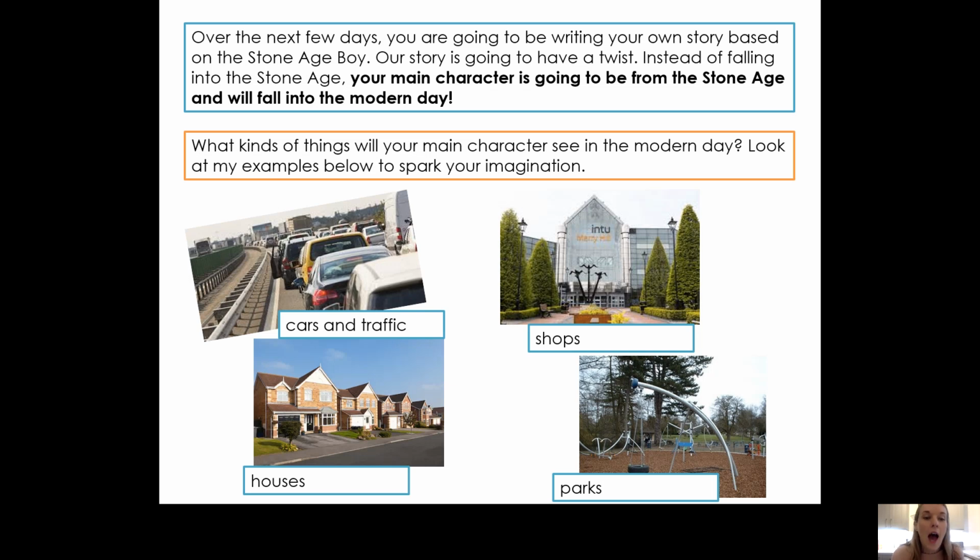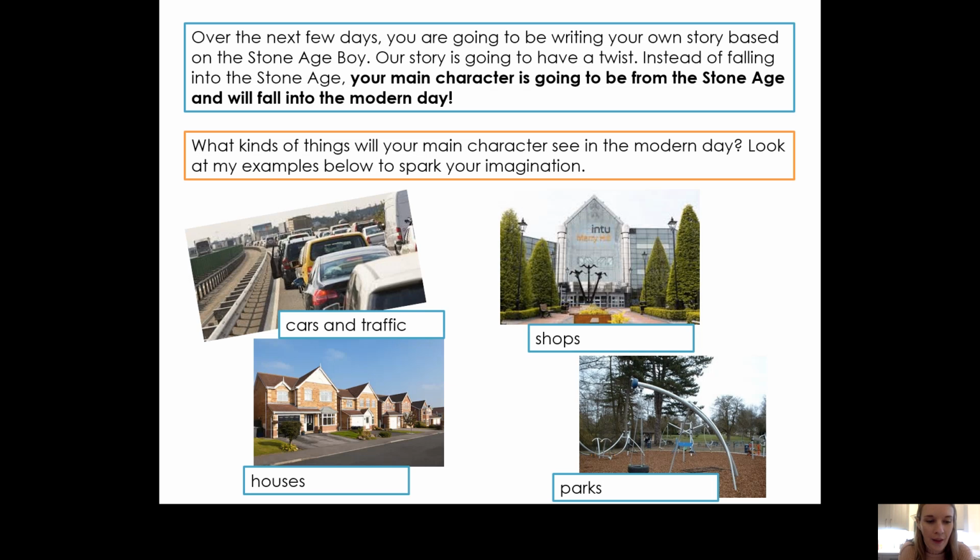So I want you to have a think about what kind of things your main character will see in the modern day. Okay, so pause the video, have a think about that. There's some pictures here to help you, okay? Brilliant. What did you come up with? So I thought about cars and traffic, shops and supermarkets, and lots of modern houses, parks like Mary Stevens Park. Did you come up with anything else?